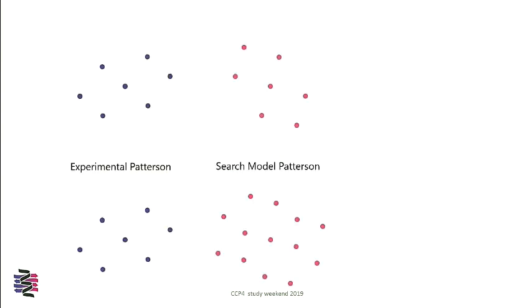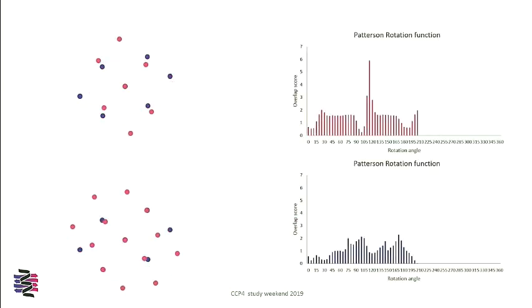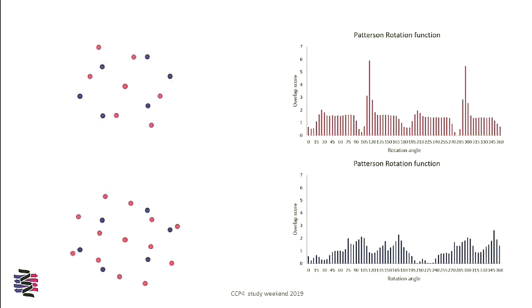So I've drawn out some simple Patterson maps here. Eleanor talked in great detail earlier about the Patterson maps, so I'm quite thankful for that. But on the left-hand side here, you've got some very, very simple 2D experimental Patterson maps. And on the right-hand side, I've got a good Patterson map and a bad search model Patterson map. I want to just show you here that if we rotate these on top of each other, you get an overlap score against your orientation.